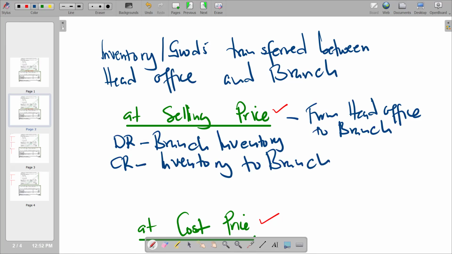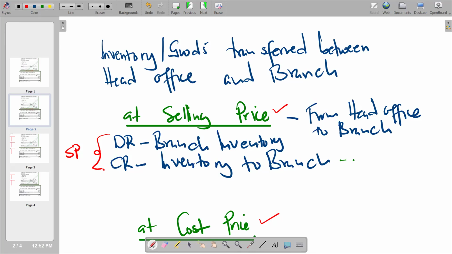So this is a movement that we have from head office to branch. But remember, when we are making this double entry, it is a double entry at selling price. So the idea is to leave the value that is in the inventory to branch at cost price. So by crediting inventory to branch at selling price, it means we have to reduce it so that it remains at cost price. So you're going to see that we are going to go through two double entries in particular when we are having a transfer at selling price.